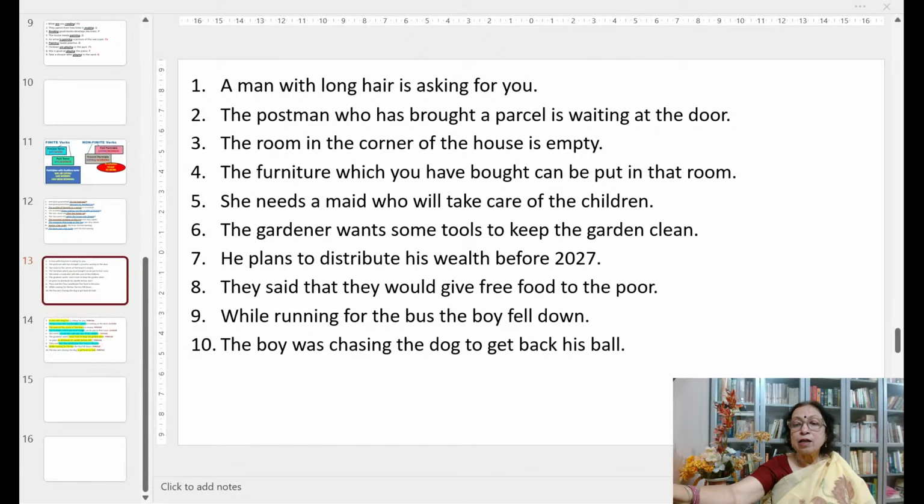Now, don't go to the third one, Rajkumar. Wait a little. We will come to it. The postman who has brought a parcel. Thakurji, please write the postman who has brought a parcel. Or who has brought a parcel is enough. Even if you don't say postman, if you don't say man, that is okay. The phrase is with long hair or who has brought a parcel. All these are enough. The postman who has brought a parcel is a clause, right?